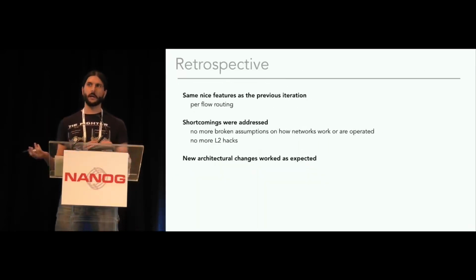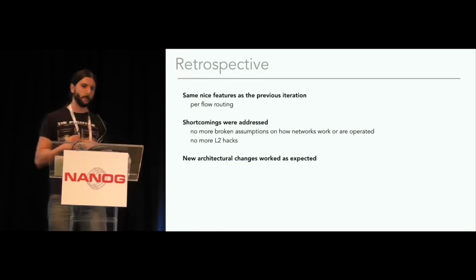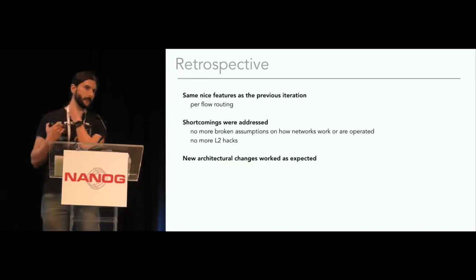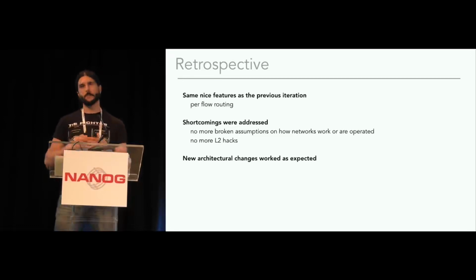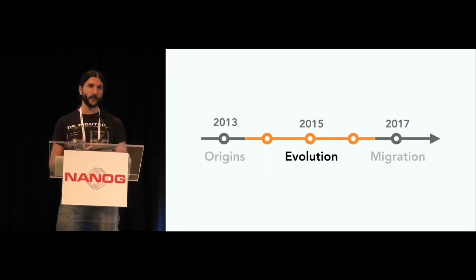So in retrospective, we managed to rebuild the control plane maintaining the nice features that we had in the previous one, which means per flow routing, while addressing all the shortcomings of the previous one. And so far, everything has been working as expected. OK, so now we have two control planes. We have the old one and the new one.